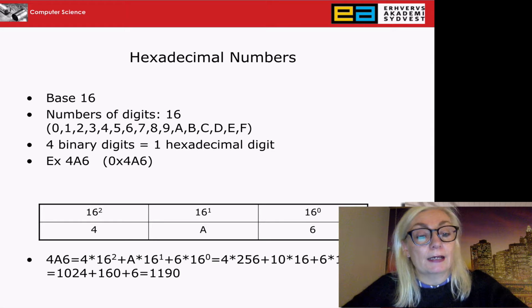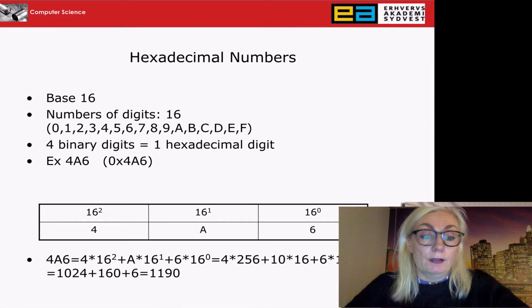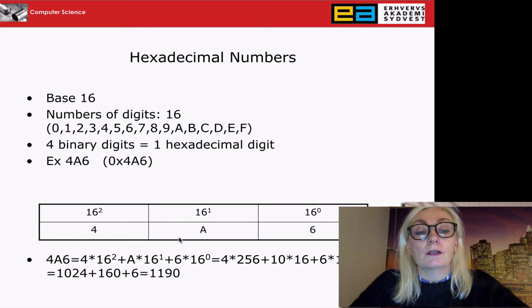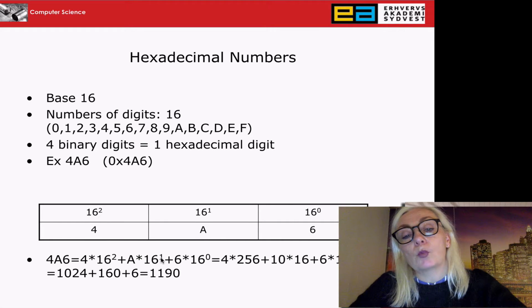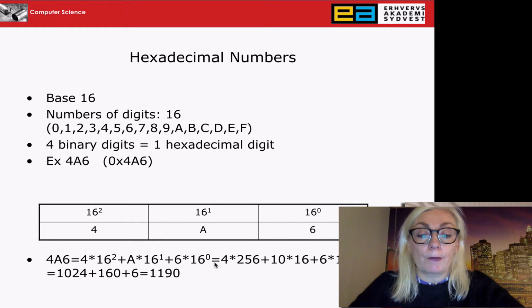Here we have an example where we have 4A6, and we can see here that this is the 0th, the 1st, the 2nd position. So we say here that this is 4A6. If we want to convert that into decimal numbers, we take 4 multiplied by 16 to the power of 2, because it's in the 2nd position, A multiplied with 16 to the power of 1, plus 6 multiplied with 16 to the power of 0.